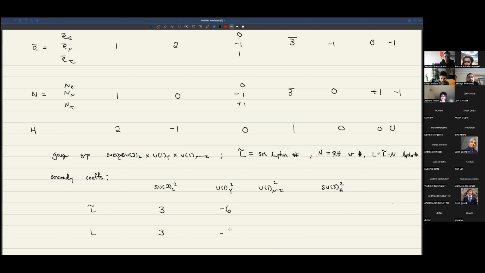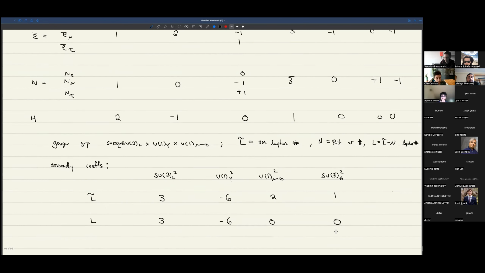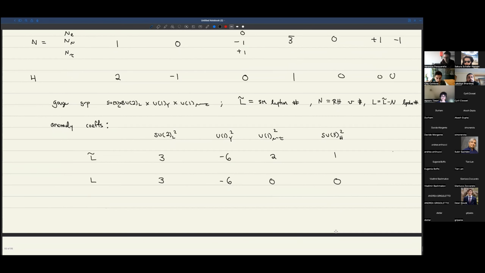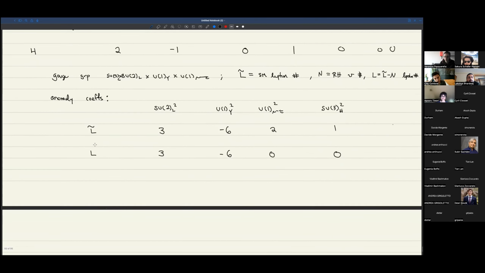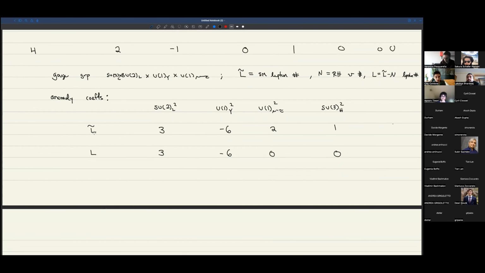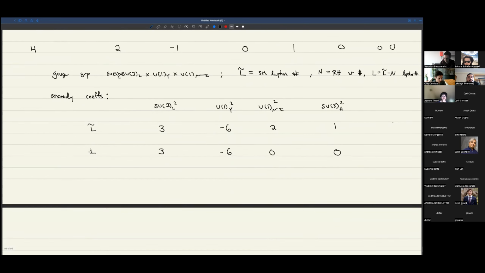The thing we need to know are these coefficients here. Okay, so let's interpret what we learn about these two classical global symmetries: L tilde, which was the standard model lepton number, and L, which is the true lepton number that takes into account the right-handed neutrinos.